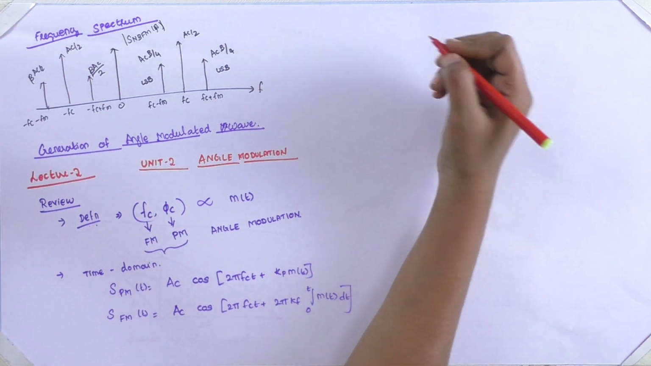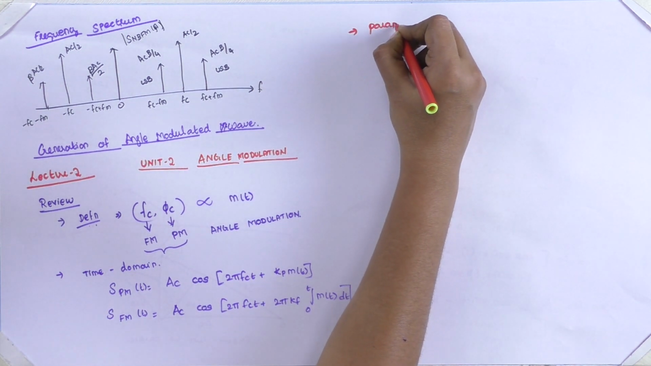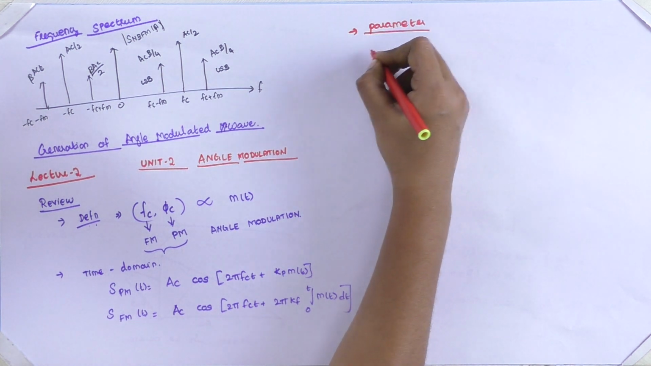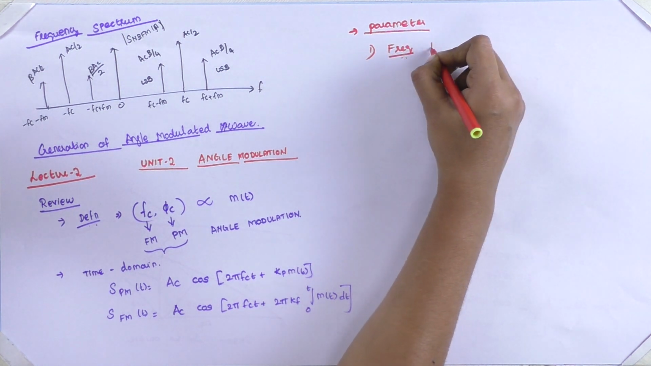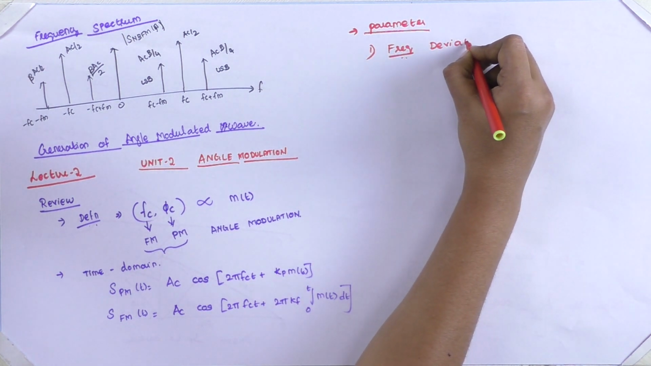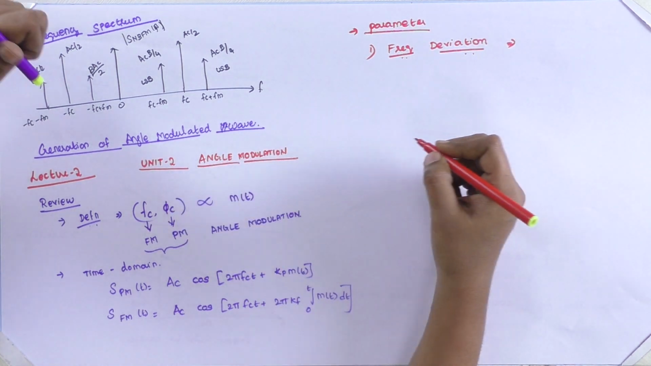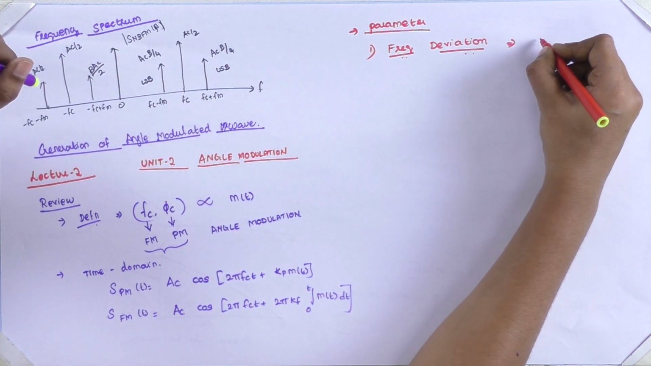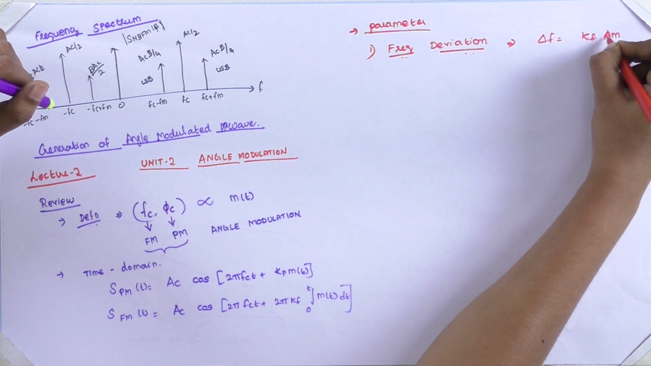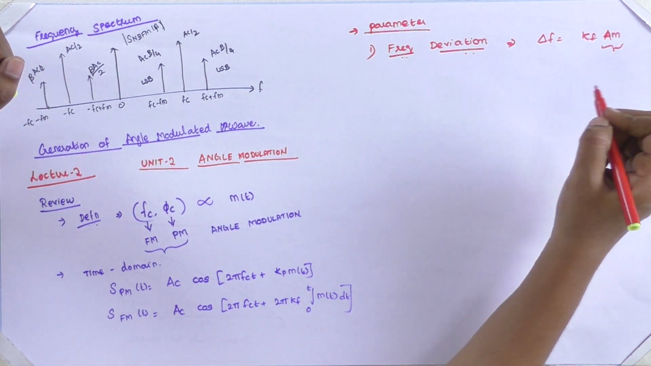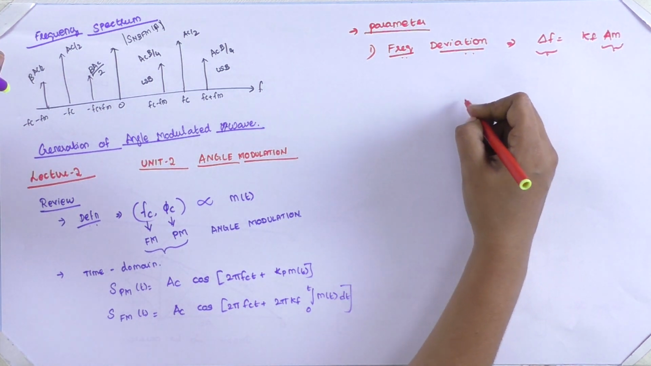Apart from this, we have seen the important parameters in angle modulation. First one is frequency deviation. Frequency deviation is how much the maximum departure of the carrier frequency is from the center frequency. That is del f is equal to kf into Am. It is independent of the frequency term, it is dependent only on the amplitude of the message signal.